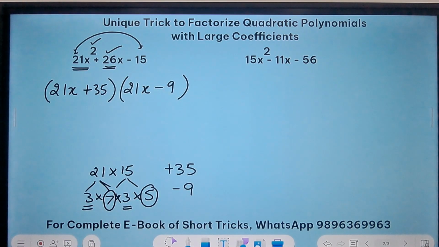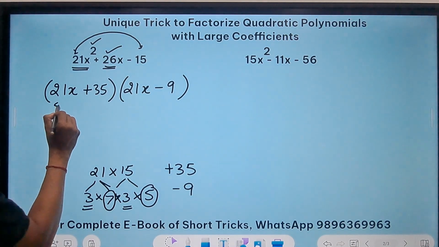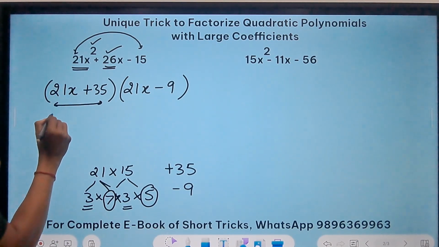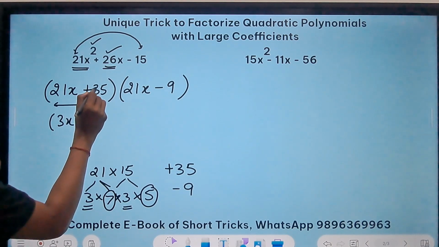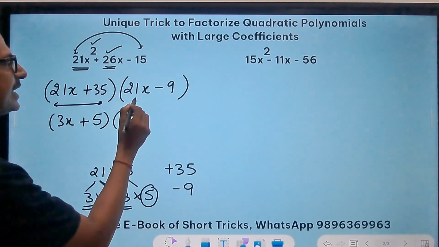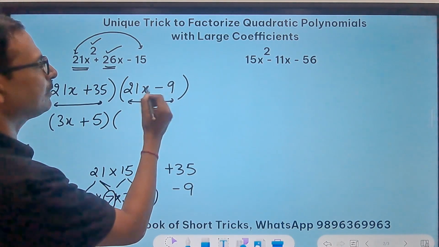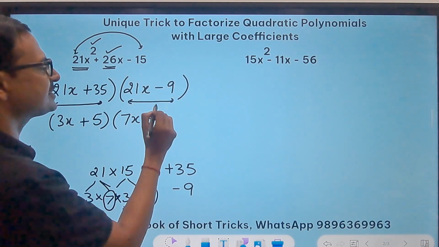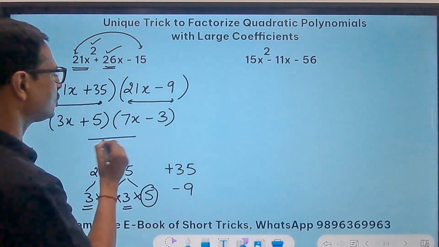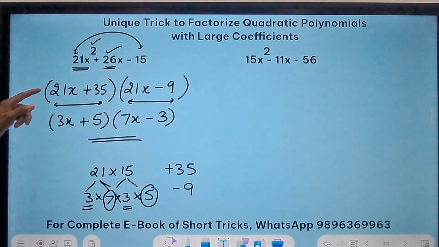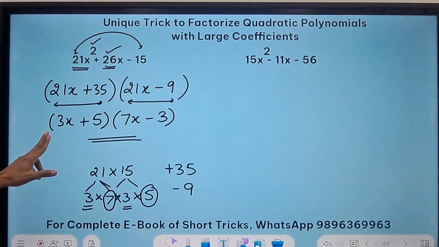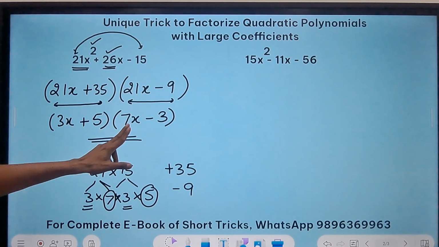And now remove the highest common factor from each bracket. If you check here, 21 and 35, the highest common factor is 7. So if I divide this by 7, I get 3x. Divide this by 7, I get 5. In the second bracket, 21 and 9 are divisible by 3. So if I divide this by 3, I get 7x. And if I divide this by 3, I get 3. And so the factorization of 21x square plus 26x minus 15 is 3x plus 5 and 7x minus 3.